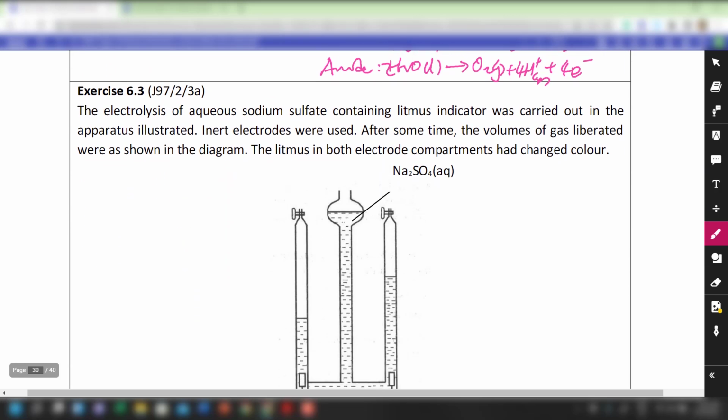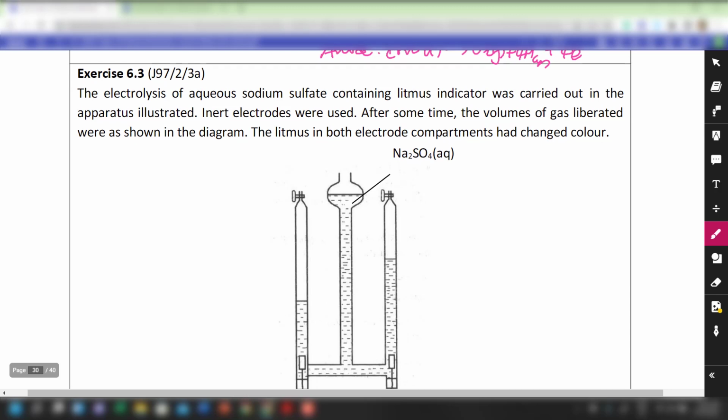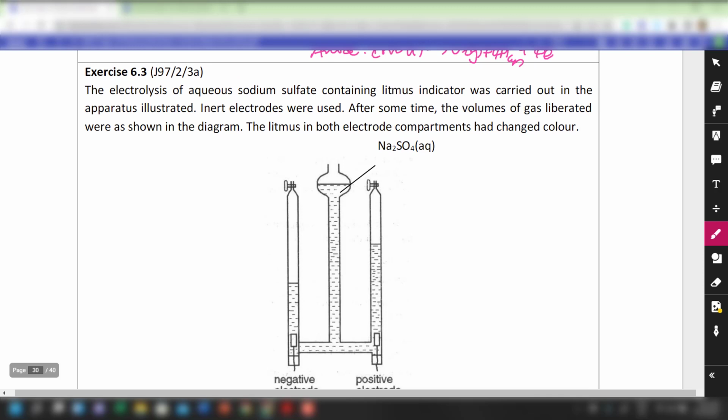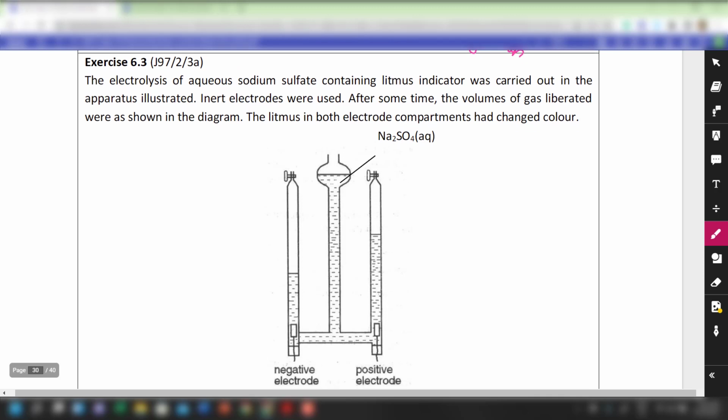Then next we'll be discussing exercise 6.3, which is on the electrolysis of aqueous sodium sulfate. It contains a litmus indicator, and it is carried out in the apparatus shown below. It's something like a U-tube. Inert electrodes are used, so likely to be platinum.